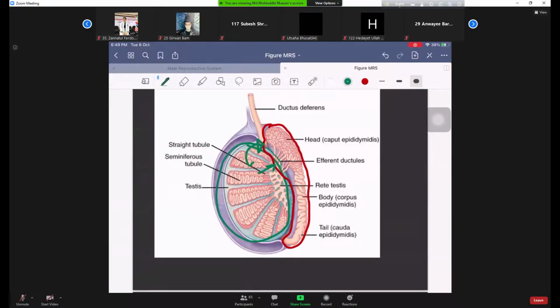So it is a comma-shaped organ. You can see here, this is an almost comma-shaped organ, and it lies on the posterior border of the testis. So first of all, the lining epithelium. The epididymis is lined by pseudostratified columnar epithelium with an underlying layer of smooth muscle.